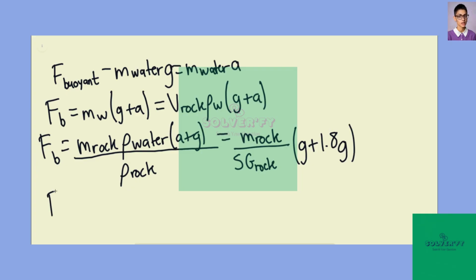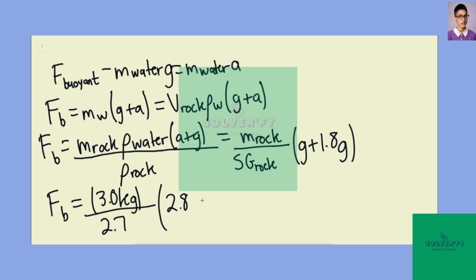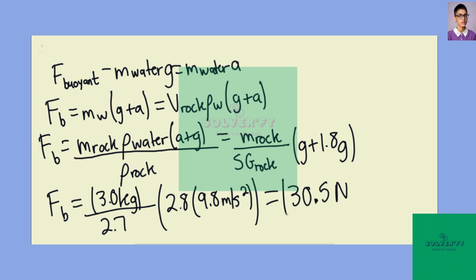And so the buoyant force is going to be equal to 3.0 kilograms divided by 2.7 multiplied by 2.8 times 9.8 meters per second squared. And the buoyant force is then 30.5 newtons. So keep that in mind.